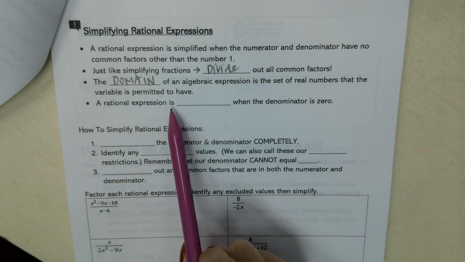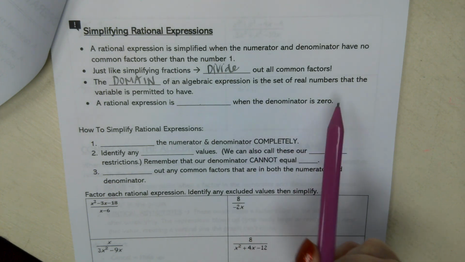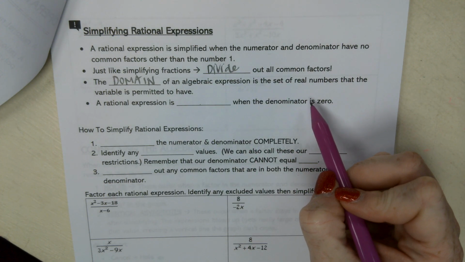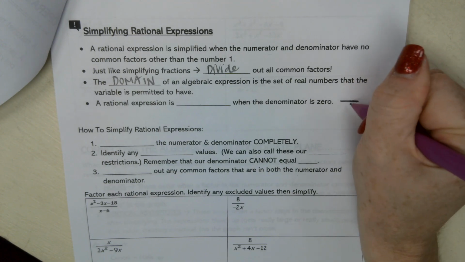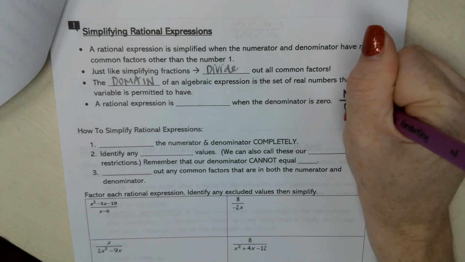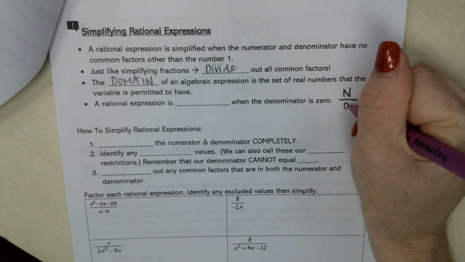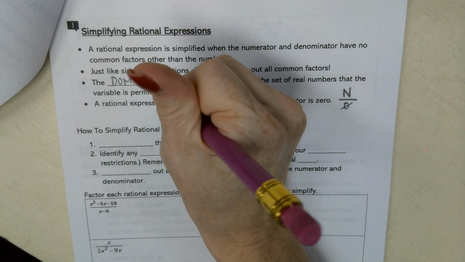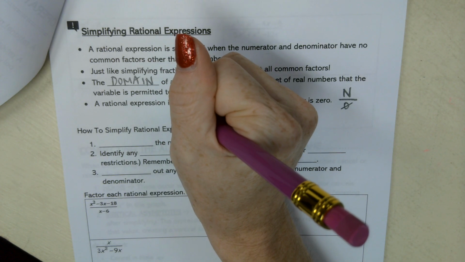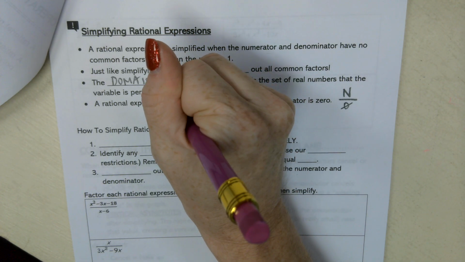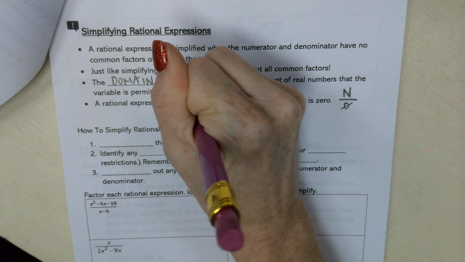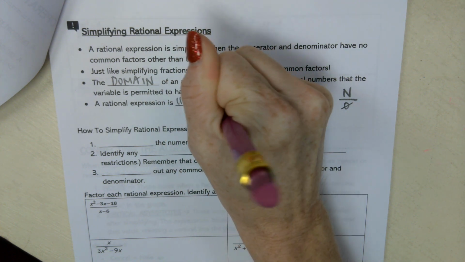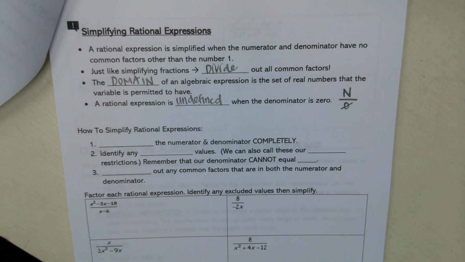And then a rational expression is blank when the denominator is 0. Let's think about our slopes. If my denominator is 0, we know that is a no-no, right? What do I say about those things? It can't be that, so what did I call that slope? Undefined. A rational expression is undefined when the denominator is 0.